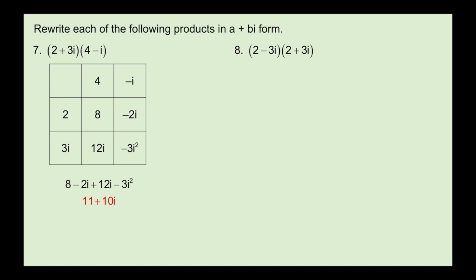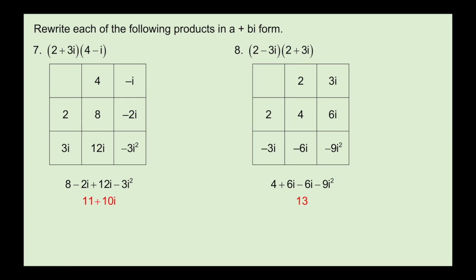And here's the answer to number 7. So here we have 4 times 2 giving us 8, -i times 2 giving us -2i, 4 times 3i giving us 12i, -i times 3i giving us -3i squared. That i squared will cancel. That turns this into a +3. 8 and 3 combine to give us 11. 12i and -2i combine to give us 10i.